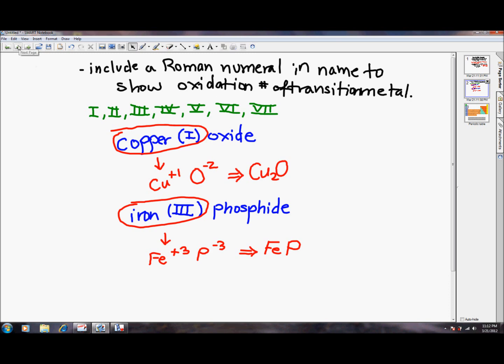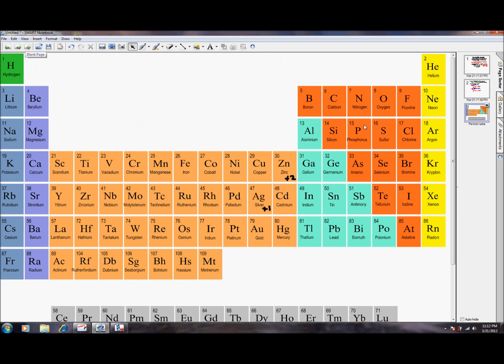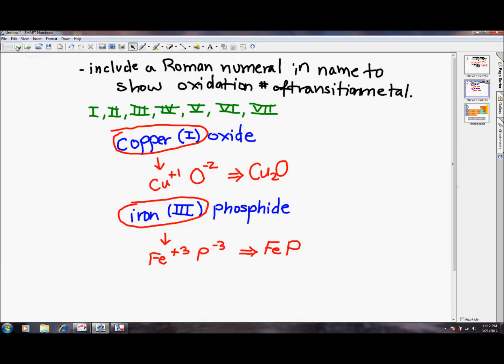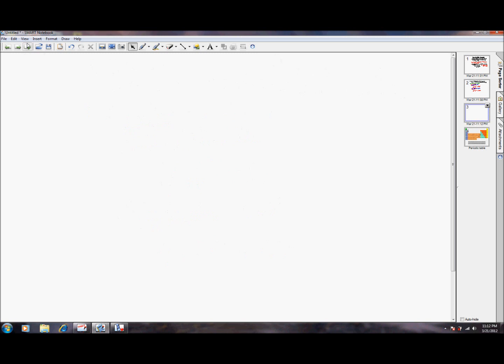Okay, so how do I go the other direction? How do you look at a formula? Let's go back to here. How do you look at the formula and figure out, well, what is the Roman numeral? The challenge to these is that you can't look up the oxidation numbers on the periodic table. You can look up any nonmetal. You can look up the alkali metals, alkali earth metals, or the boron family metals. The transition metals, you can't. Alright, so let's look at this compound.